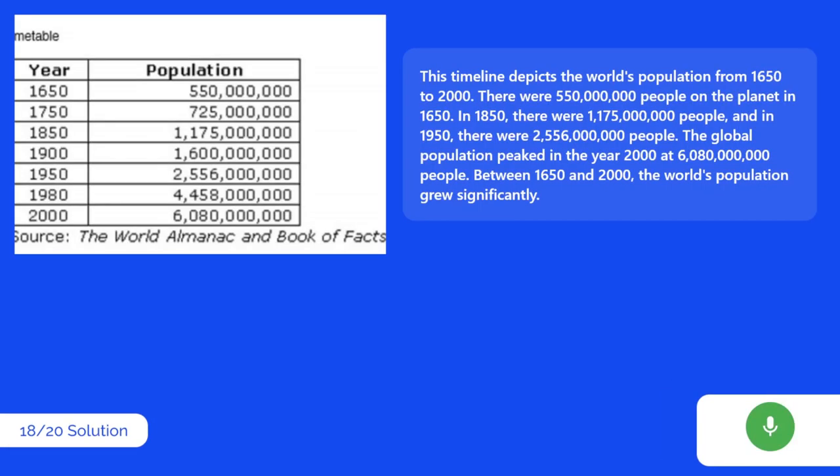This timeline depicts the world's population from 1650 to 2000. There were 550 million people on the planet in 1650. In 1850, there were 1,175 million people, and in 1950, there were 2,556 million people. The global population peaked in the year 2000 at 6,080 million people. Between 1650 and 2000, the world's population grew significantly.